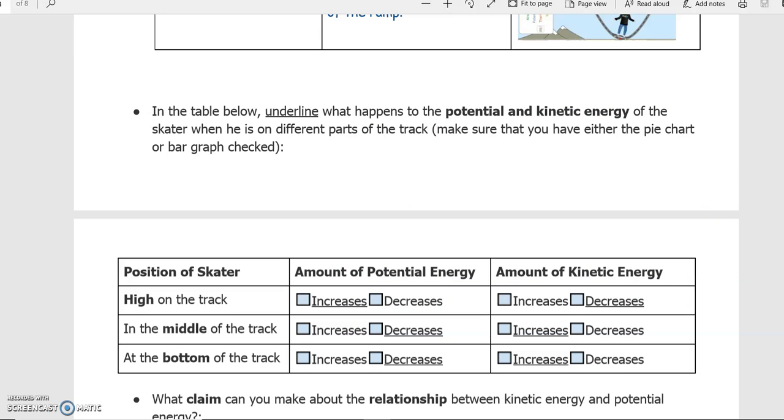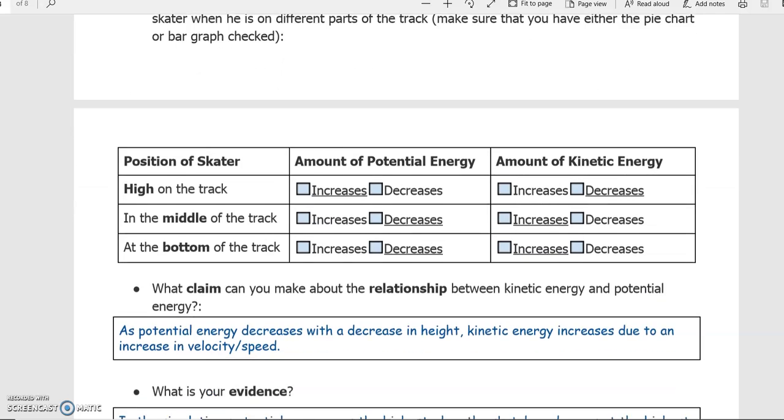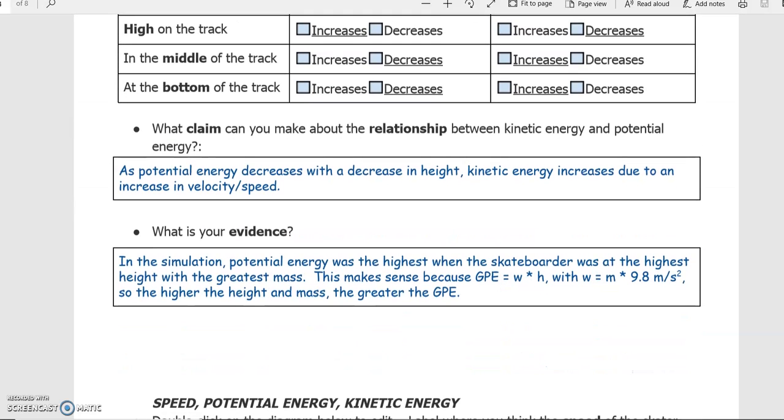When the skater was high on the track, we had the most potential energy and we had the least kinetic energy. As he moved to the middle of the track, our kinetic energy will increase and our potential energy will decrease. At the very bottom of the track, our potential energy will be the lowest and our kinetic energy will be the highest at this point. So then we can say as potential energy decreases, as height decreases, kinetic energy will increase because the velocity or the speed of the skater will increase.